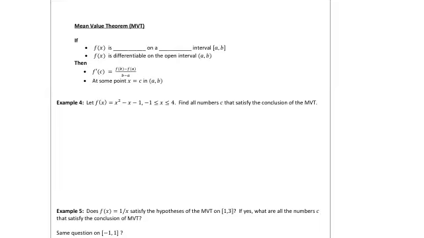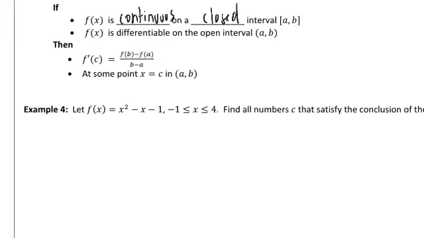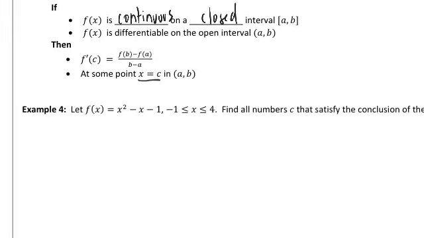Mean value theorem, or MVT, says that if f of x is continuous on a closed interval [a, b], same as Rolle's, and it's differentiable on the open interval (a, b), again same as Rolle's, then there is some point x equals c in this interval from a to b where the derivative f prime of c is equal to the average rate of change on the interval.